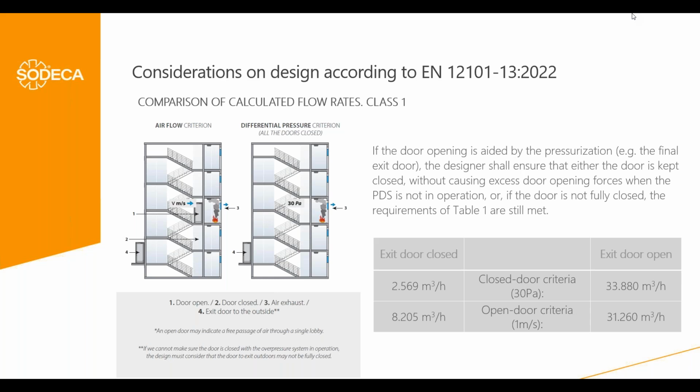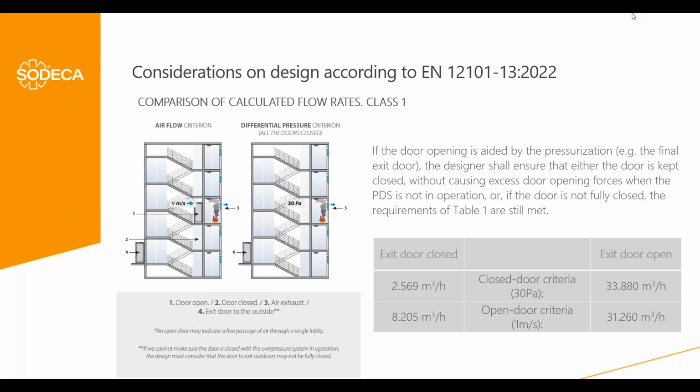But if we do the calculation with the full area of the door, we'll see that the flow, both for the door closed and the door open condition, is huge. So this is something that has to be considered. As I will show you later during the calculation in our software, there is the possibility to consider this door to be fully closed or partially open. There is a percentage of opening that can be introduced in the calculation.